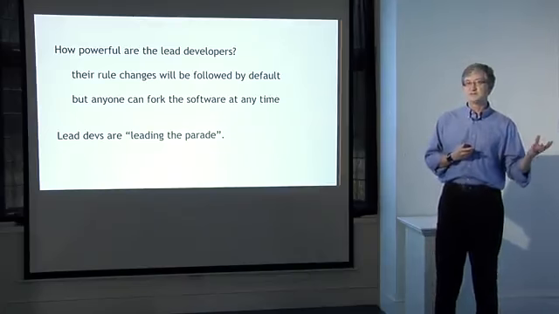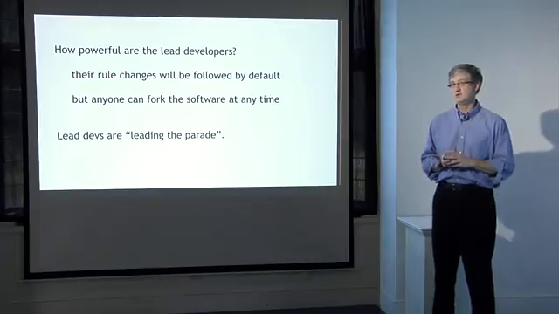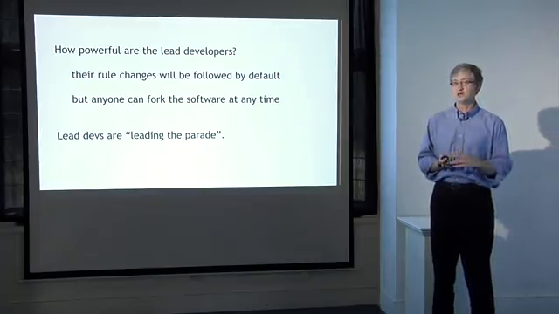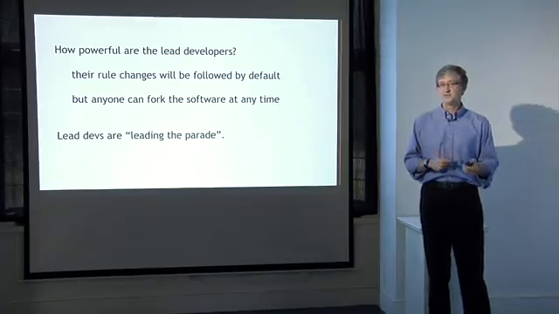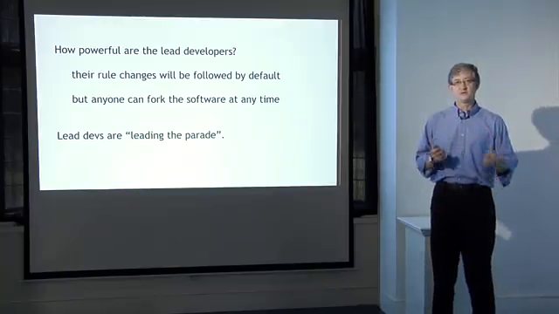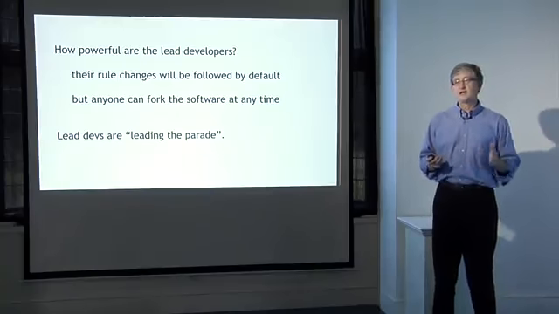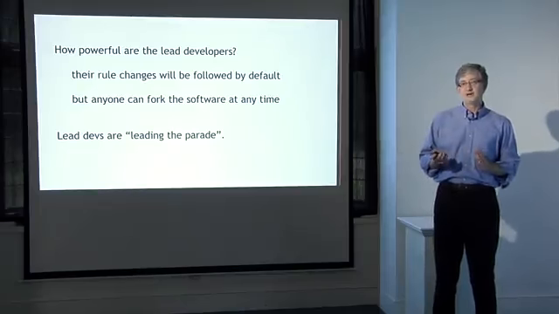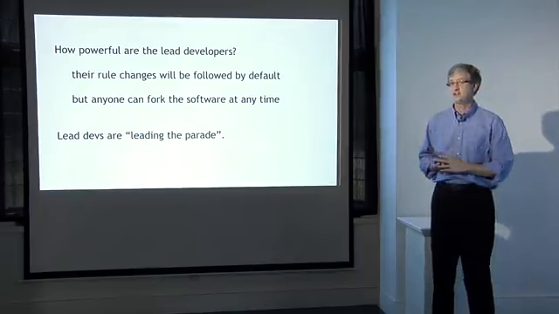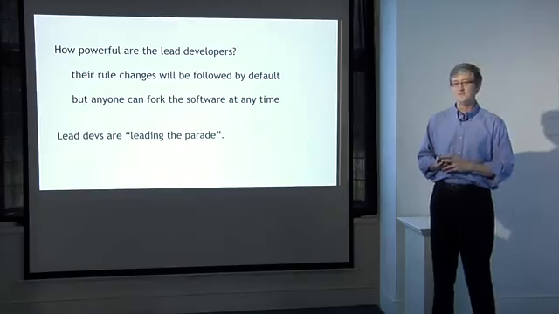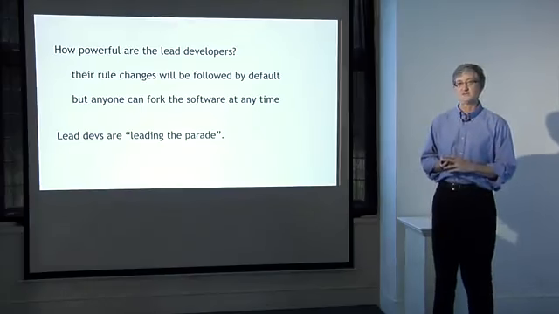And so if the lead developers start behaving in a way that the community strongly rejects, the community can go a different direction. One way of thinking about this is to say that the lead developers are leading the parade. They're out in front of the parade marching, and the parade will generally follow them when they turn a corner. But if they try to lead the parade in a direction that's disastrous, then the parade members marching behind them might decide to go in a different direction.